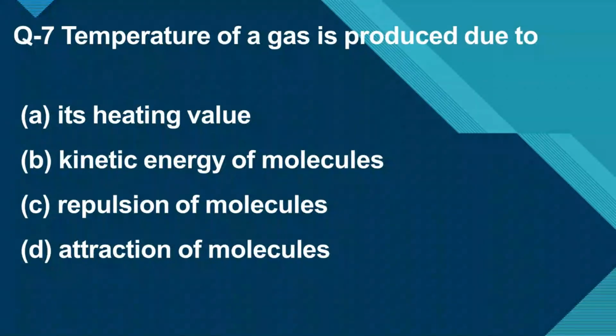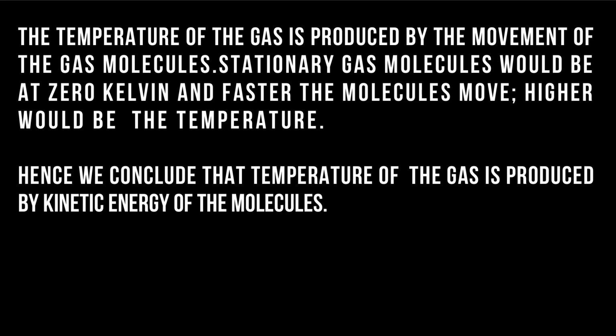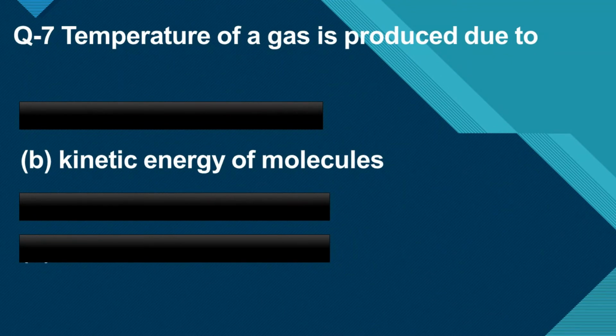Question number 7. Temperature of a gas is produced due to option A its heating value, option B kinetic energy of molecules, option C repulsion of molecules, option D attraction of molecules. The temperature of the gas is produced by the movement of the gas molecules. Stationary gas molecules would be at 0 Kelvin, and the faster the molecules move, the higher the temperature. Hence we conclude that temperature of the gas is produced by kinetic energy of the molecules.